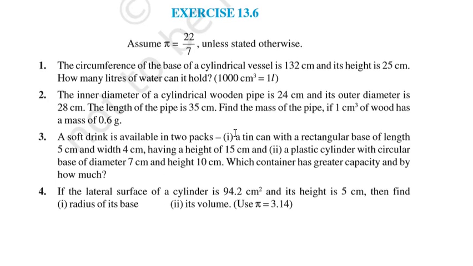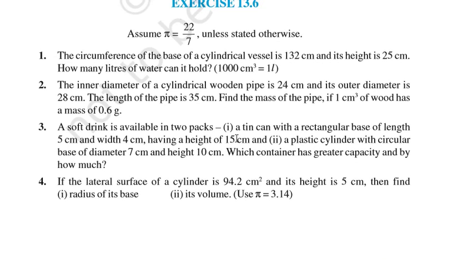Now let us go to the next problem. The inner diameter of this cylindrical wooden pipe is 24 centimeter and its outer diameter is 28 centimeter. The length of the pipe is 35 centimeter. Find the mass of the pipe if 1 centimeter cube of wood has a mass of 0.6 gram. So the inner diameter is 24 and outer diameter is 28. So second question, I will say that diameter inner is 24 and diameter outer is 28.